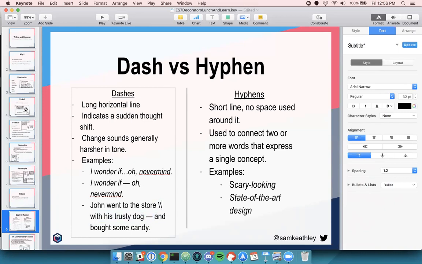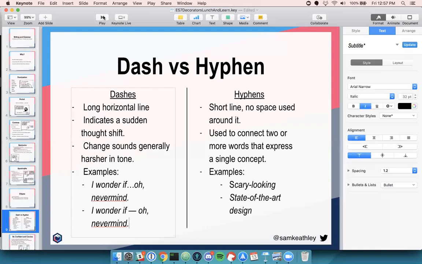If you used it with commas, which you can, this would still be unimportant to the sentence, but it reads more like John went to the store, with his trusty dog, and bought some candy. It's more of a softer way to say that. Does that make sense? Yeah, and then parenthetical would be somewhere in the middle, I imagine. Yeah. Okay, thanks. Yeah.